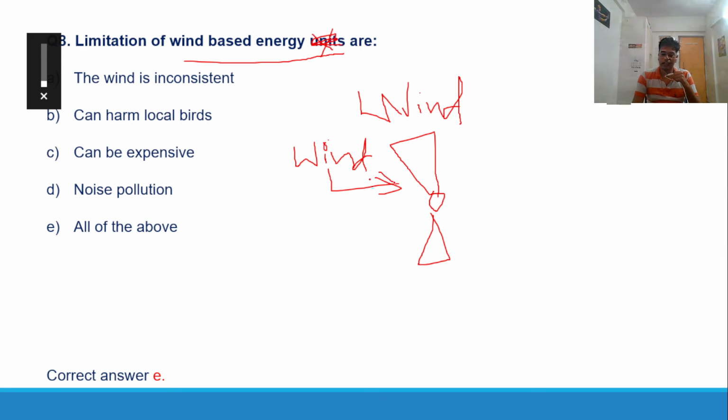So that's why the first option is correct. The wind is inconsistent or intermittent in nature. Okay, second, can harm local birds.